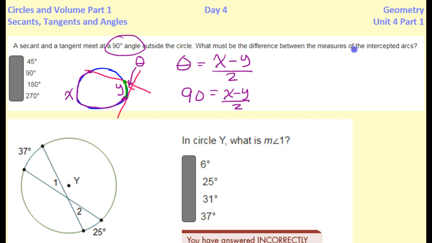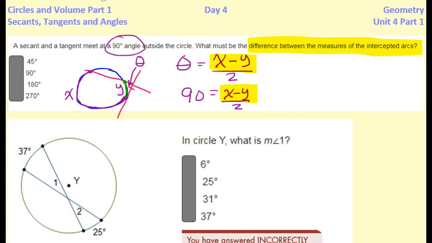Now, we're supposed to find the difference between the arc measures, the difference between the measures of the arcs. The difference is subtraction. Difference means subtraction. So x minus y, that's the difference. So this is x minus y. So we're trying to solve for x minus y.